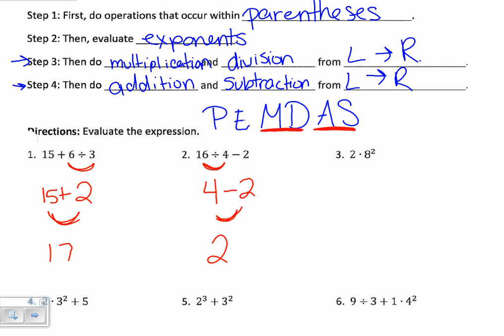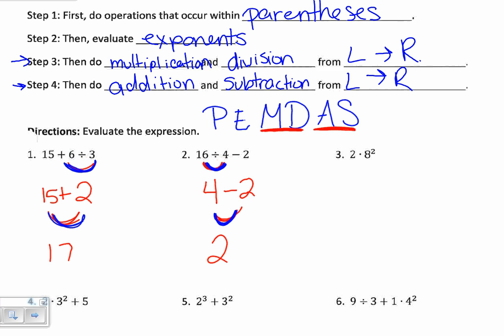Notice how I'm putting marks here showing what I'm doing. When I do 16 divided by 4, I show a little mark here, and then I write my answer under it. Then I'm doing 4 minus 2, I'm making a mark, I'm writing my answer under it. Same thing with problem number 1, with 6 divided by 3, and 15 plus 2. This will help to keep you organized. We do one step at a time. We don't try to do it all at once. The more you try to do together, the more likely you are to make a mistake.